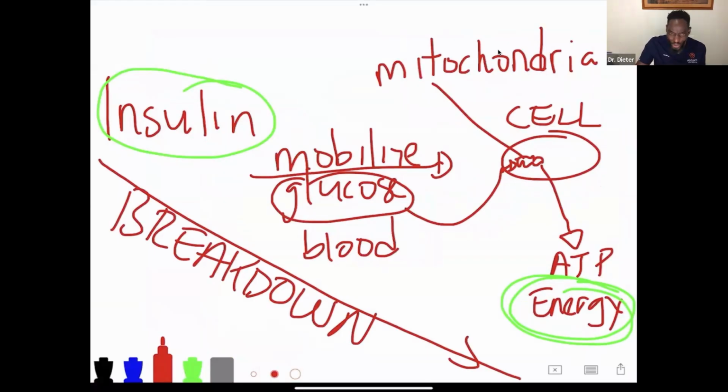Now, how does that happen? How do you go from your insulin working well to your insulin not working well? Or how does insulin resistance occur? There are two ways in which we develop insulin resistance.